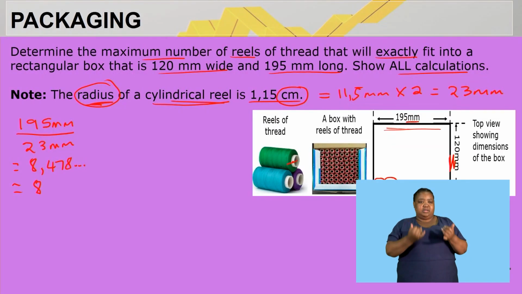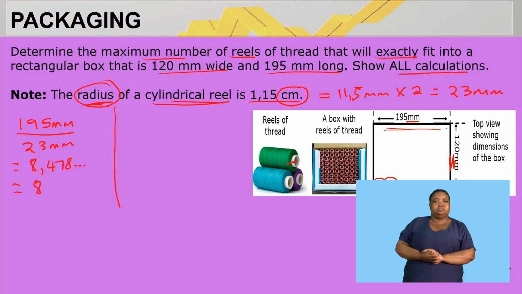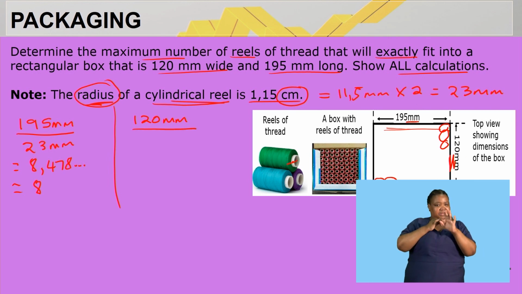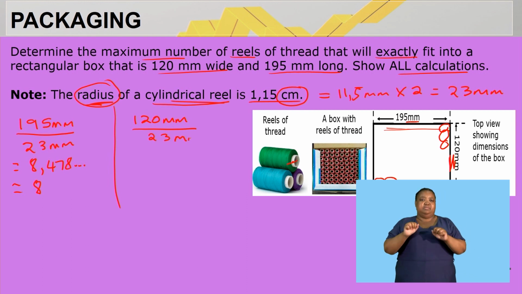Are we clear? Okay. Now we'll see how many of these reels will fit like this. It's important for us to understand what we are calculating, right? Vertically, basically, in terms of the lengthwise. So therefore, I will take the 120 millimeters and I'll divide that also by the diameter. Remember, it's the same cylindrical reel, right? So that will also be 23 millimeters.